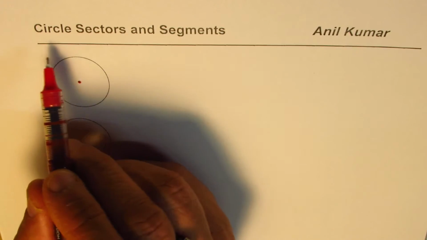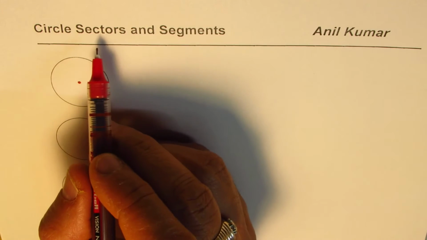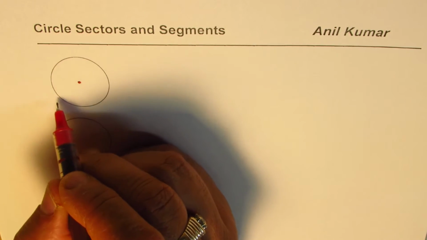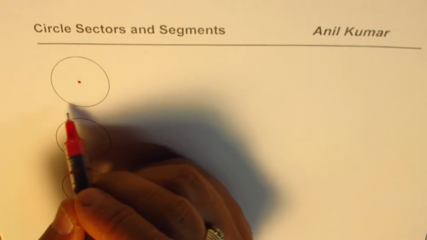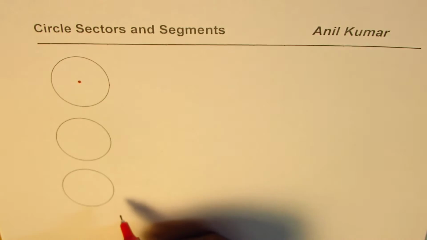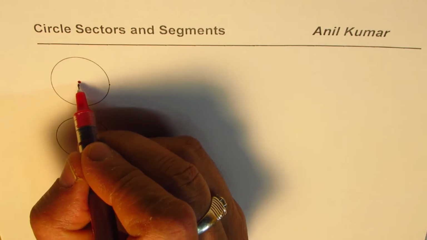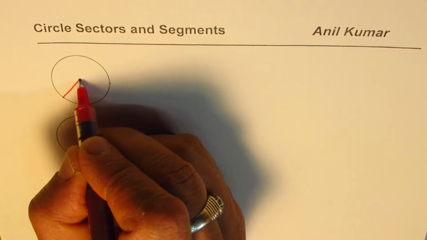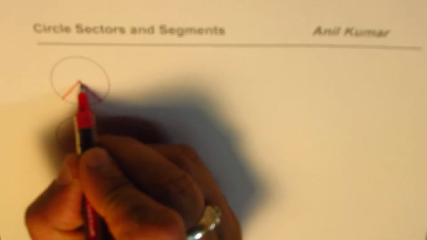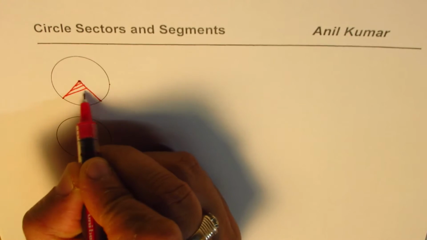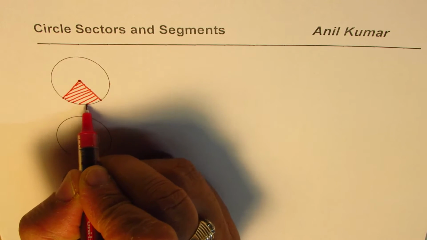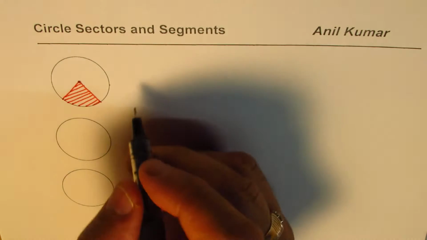Now, the two terms, sectors and segments. Before getting to them, let me talk about arc. So this circular path is the arc, right? And the total distance all along the circle is called the circumference. Now, if I take a section of this, let us say like this, this portion, which is shaded, is called the sector. So this is the sector.